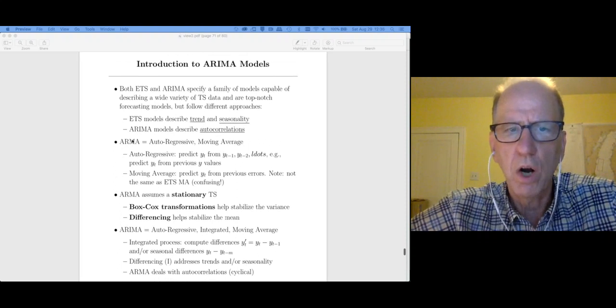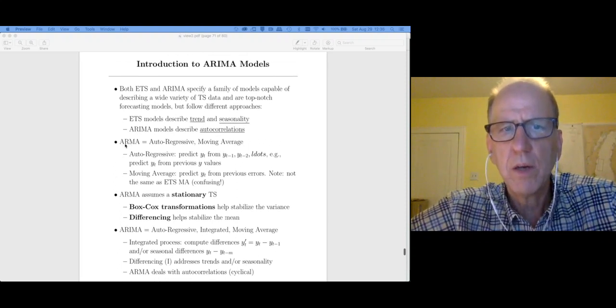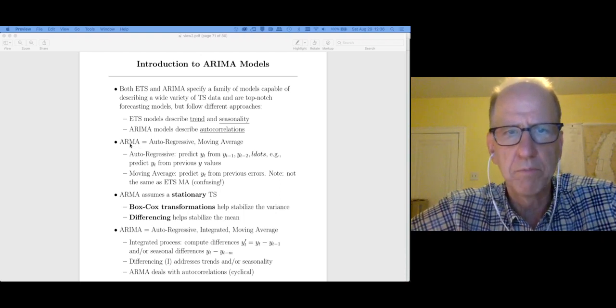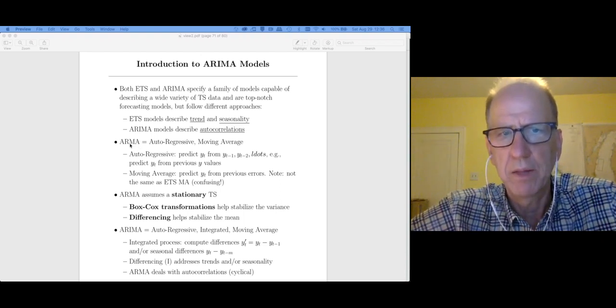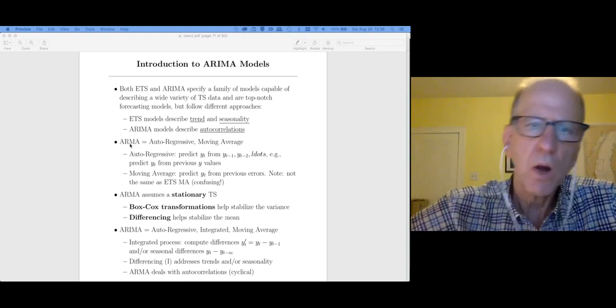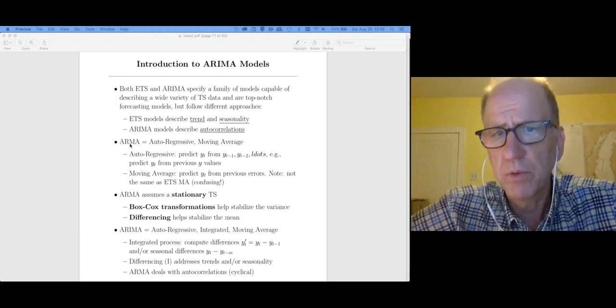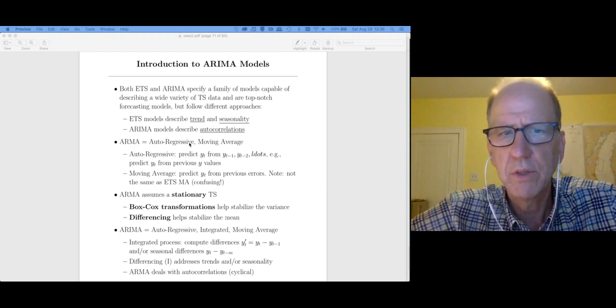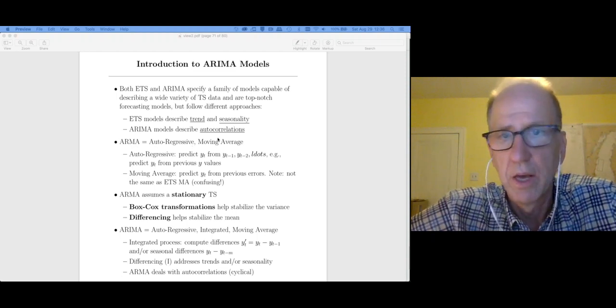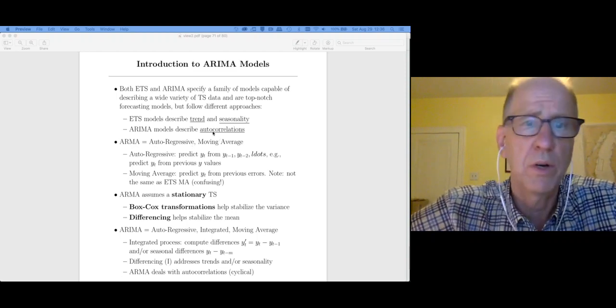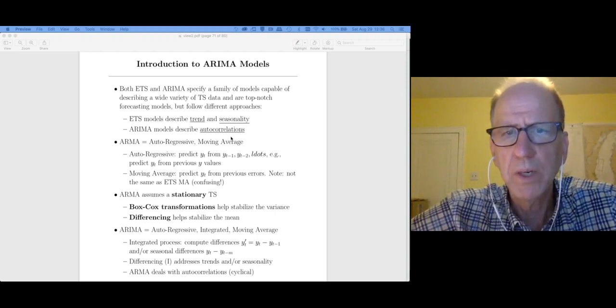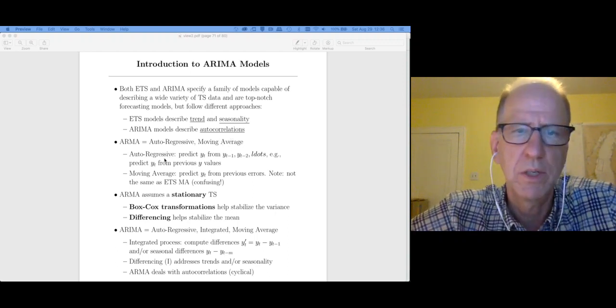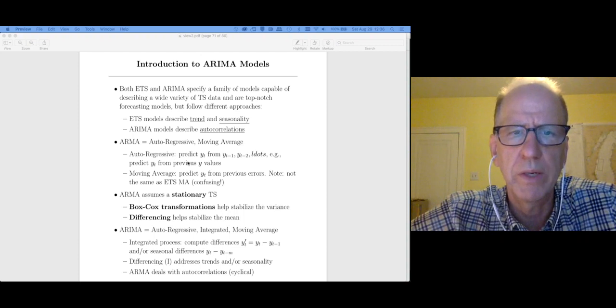I want to start with some notation and terms. The first is ARMA. The I is missing from there, and that's not a typo. ARMA stands for autoregressive moving average. We're going to have a series of models. Now remember, I just said ARIMA focuses on autocorrelations. The way we're going to deal with the autocorrelations is in basically two ways.